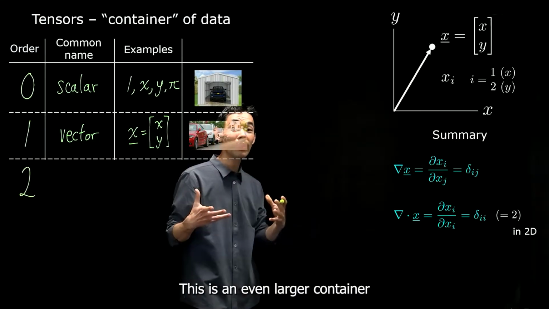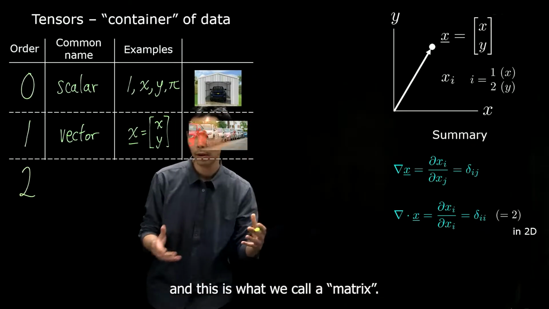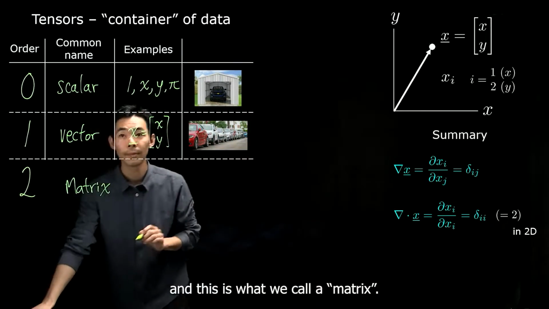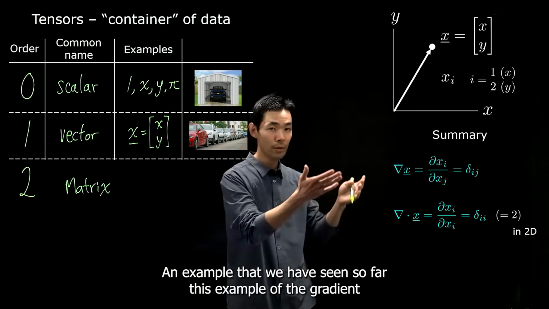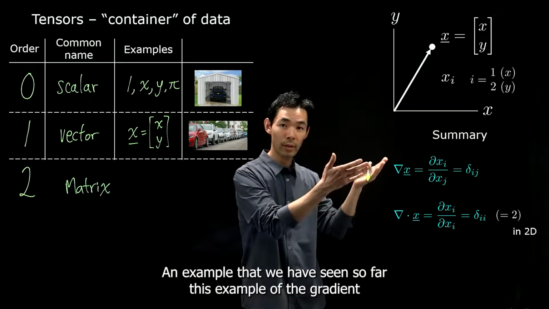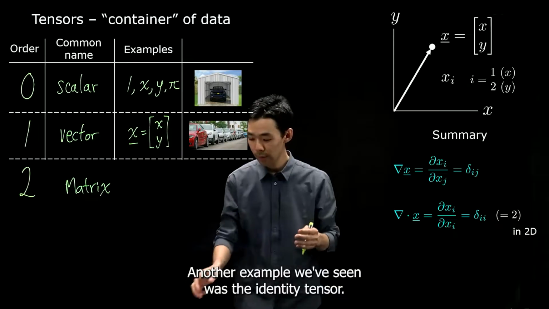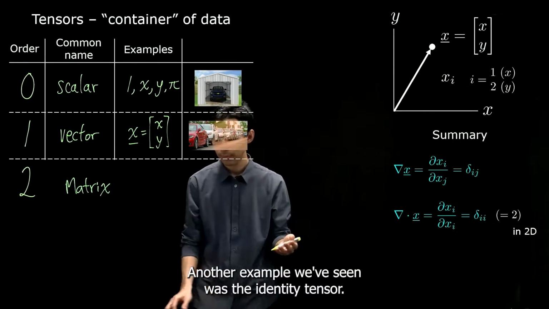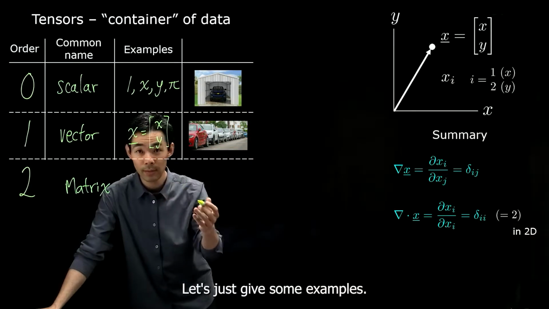This is an even larger container, and this is what we call a matrix. Okay? In the examples that we have seen so far, this is one example where we took the gradient of a position vector. Another example that you've seen was the identity tensor, right? The identity matrix. So let's just give some examples of that.